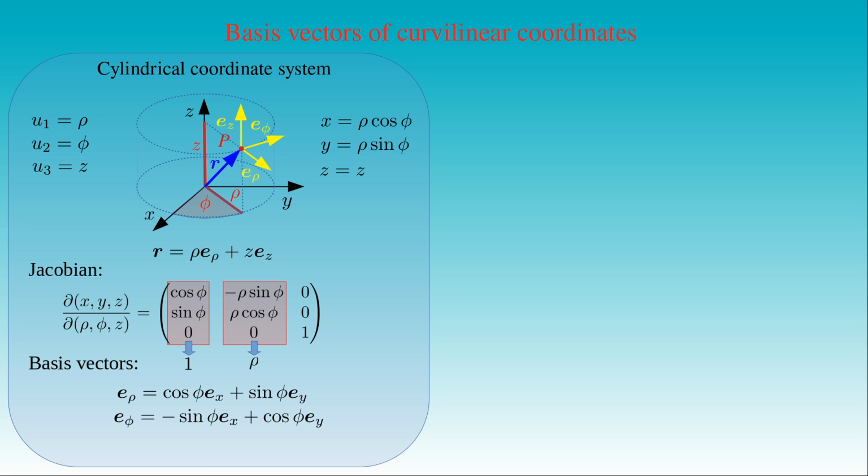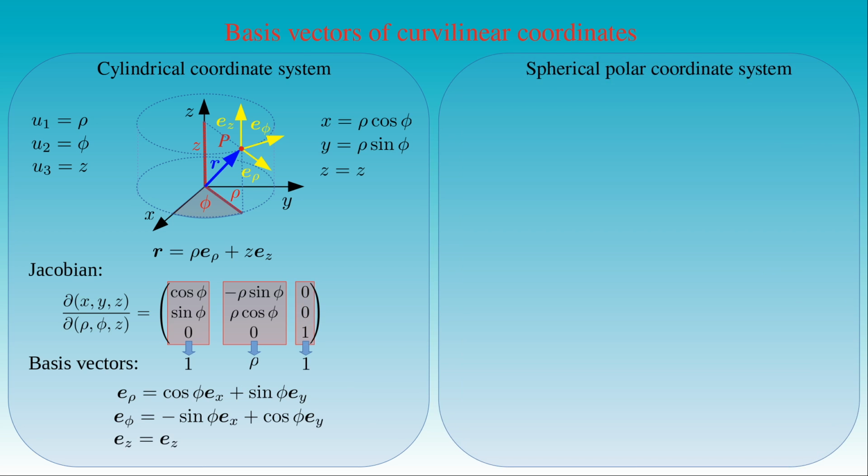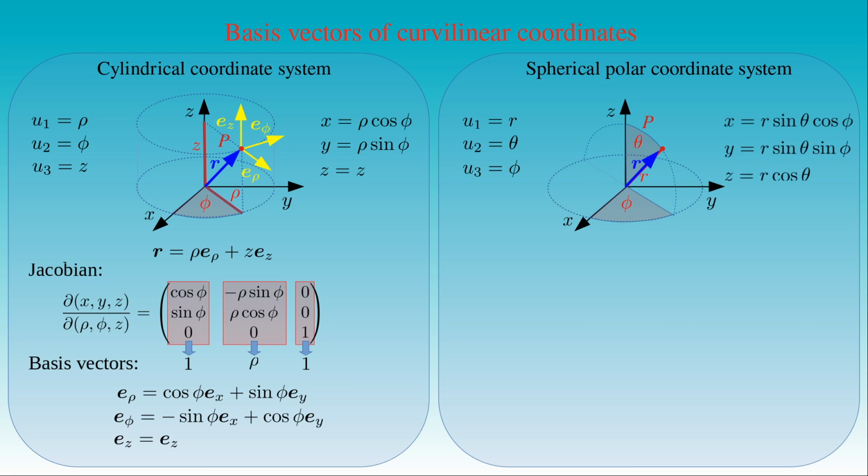The third column with its unit length shows that the third basis vector is simply ez. We can follow the same procedure for the spherical polar coordinates. Here the curvilinear coordinates u1, u2, and u3 are r, theta, and phi, with the definitions in this figure. The coordinate transformations are somewhat more complicated than in the case of the cylindrical coordinates.